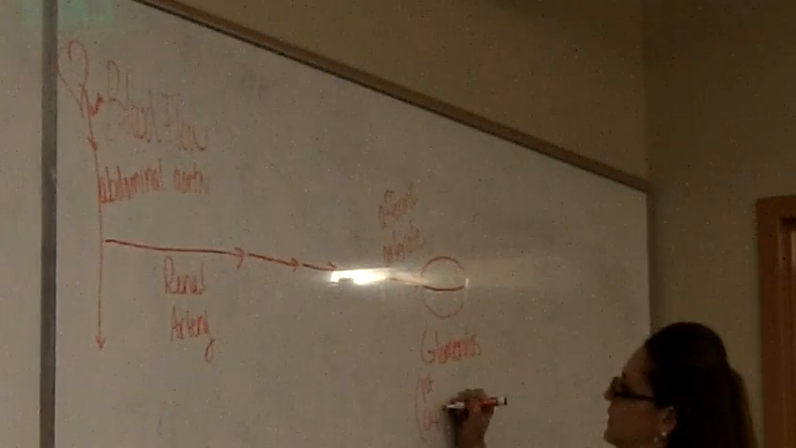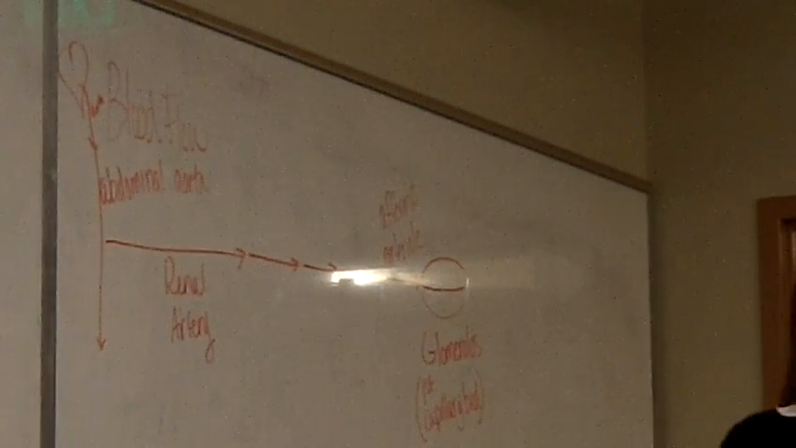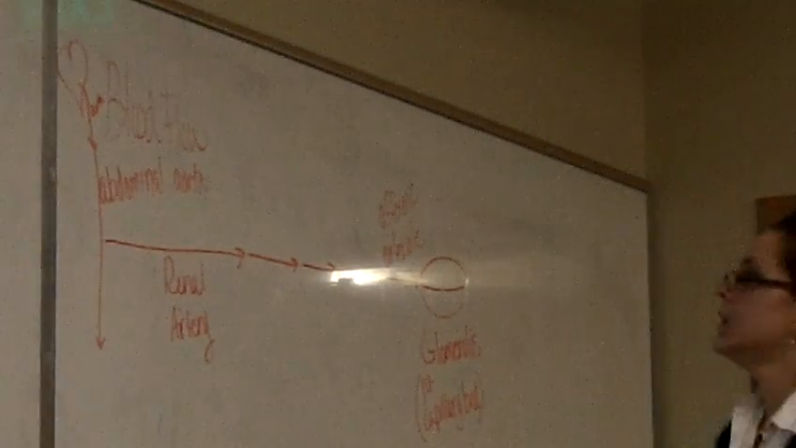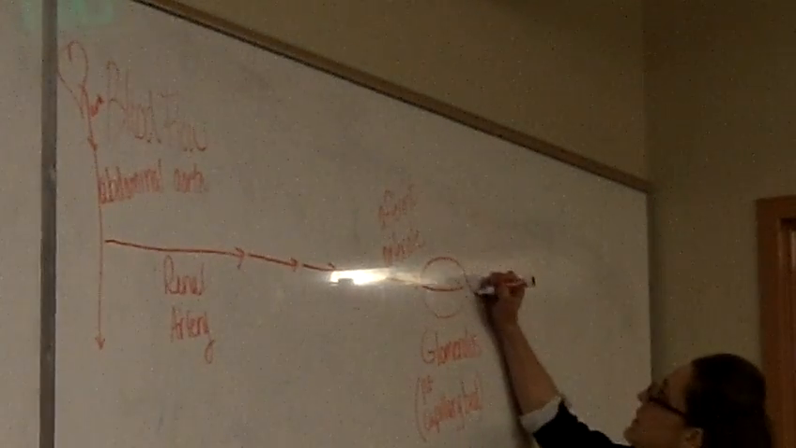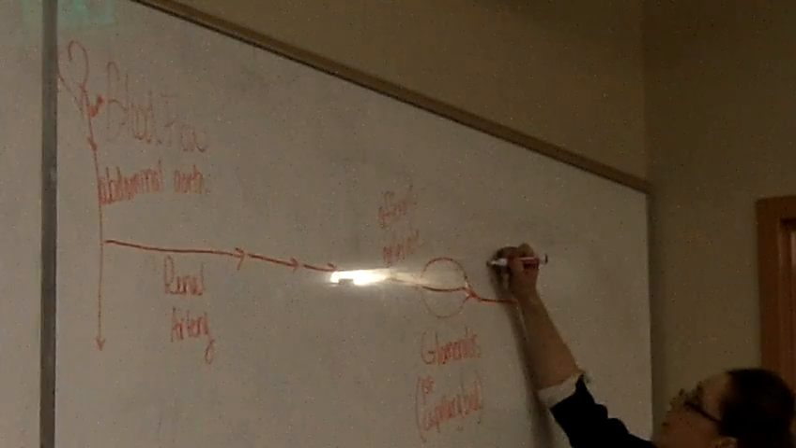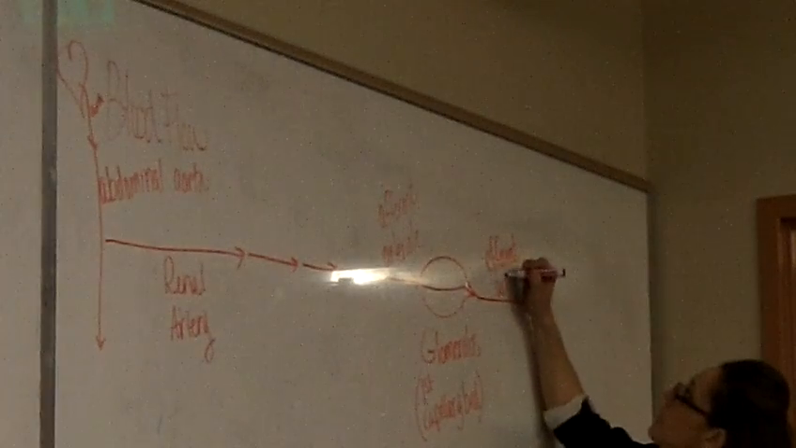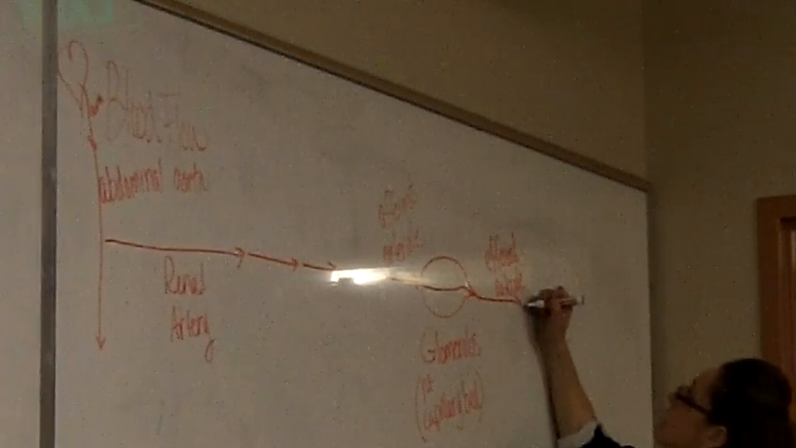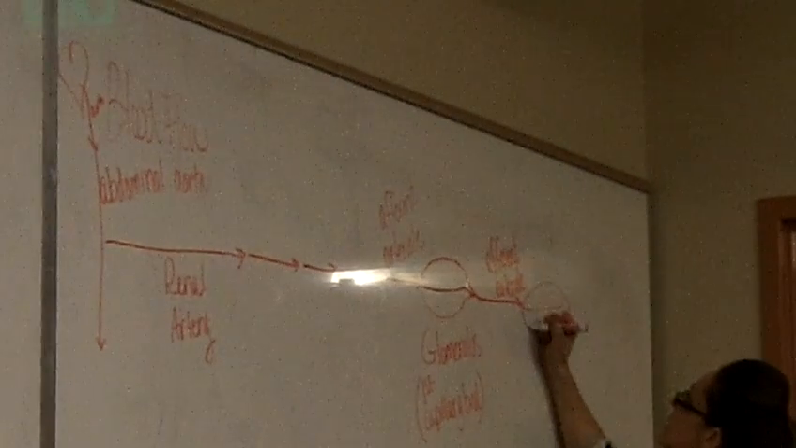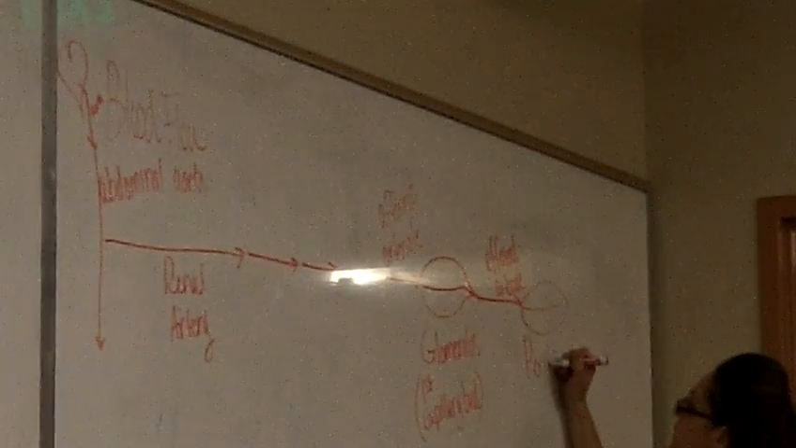Now, normally, leaving a capillary bed, we would go into what? We would go into a venule next. But we're not going to do that here in the kidneys. We've got a different schematic that's happening. So, leaving this glomerulus, instead of going into a venule, we're actually going to go into what's called the efferent arteriole. And that's going to take us into a second capillary bed. And these are called the peritubular capillaries.